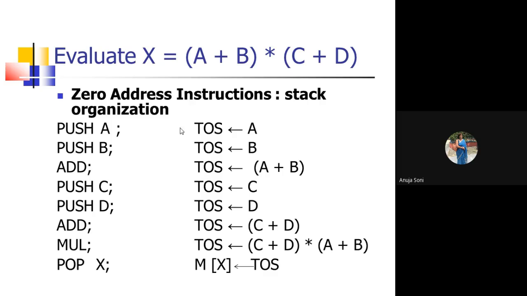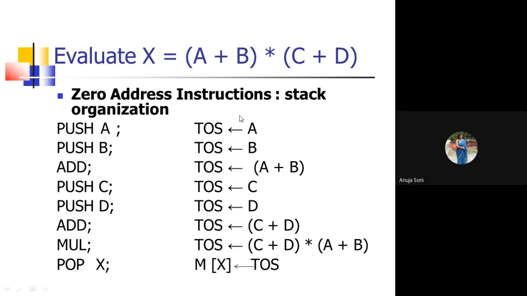Now push C. C will be inserted, and that will become the top of the stack. Prior to that, A and B will be popped out on their own, though we need not specify those. Only A plus B will be left in the stack now.